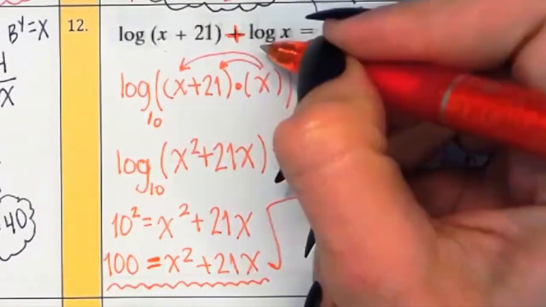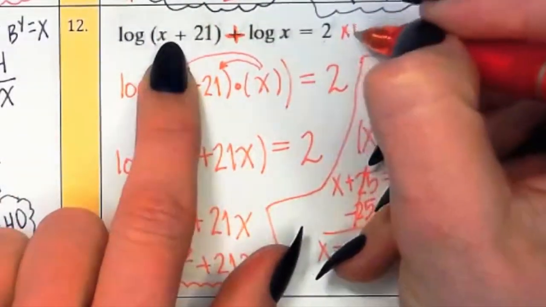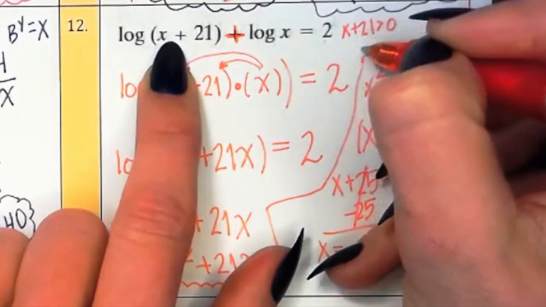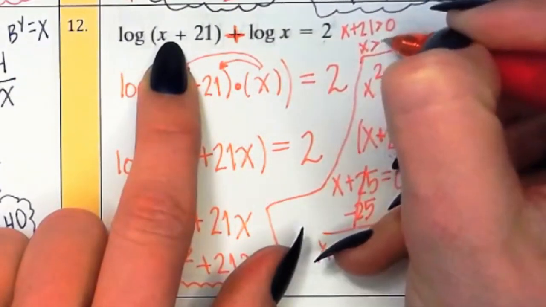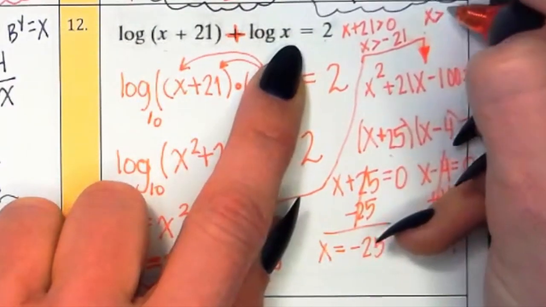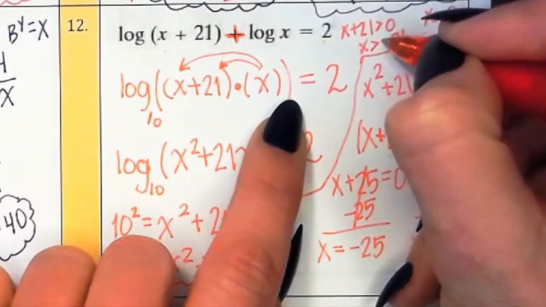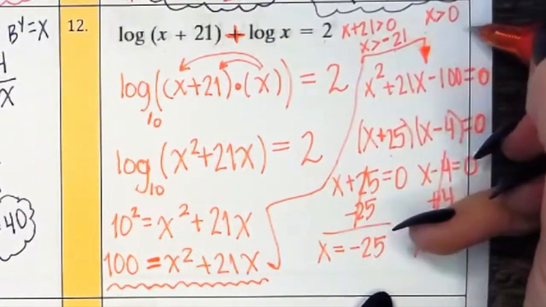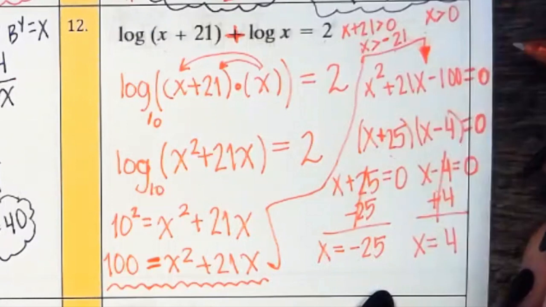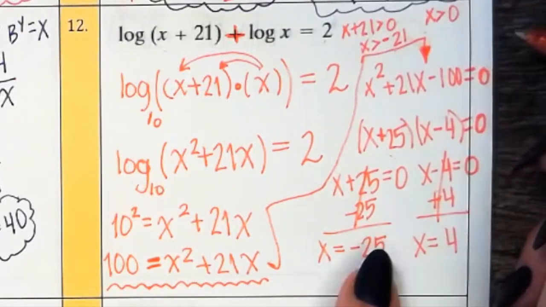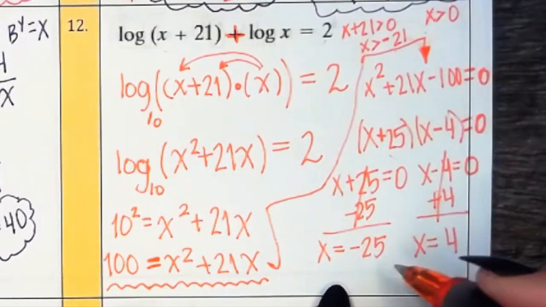So if I want to find the domain, I need x plus 21 to be greater than 0. Subtract 21, x has to be greater than negative 21. Simultaneously, I need x greater than 0. Now you just use your brain and think, okay, I need to be bigger than negative 21 and bigger than 0 at the same time. So really, you just need to be bigger than 0. If x needs to be bigger than 0, well, looks like we have an extraneous solution.